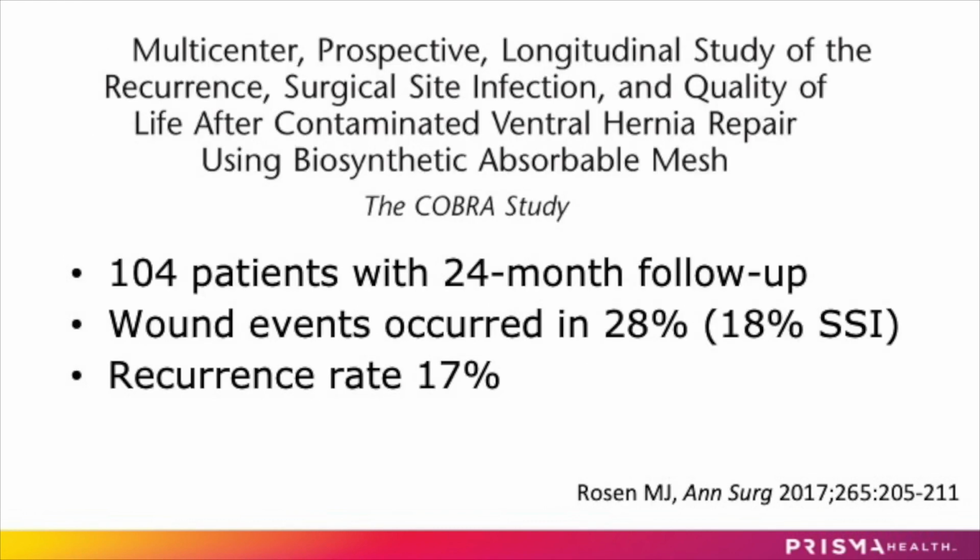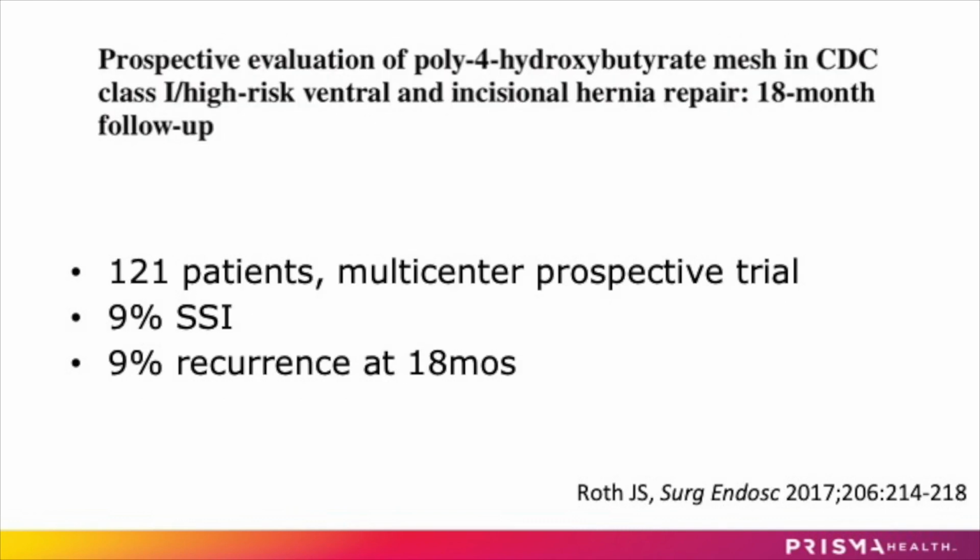The newer class of absorbable synthetic meshes have shown some promise as well. The COBRA trial was a prospective multicenter study evaluating outcomes using a polyglycolide and trimethylcarbonate copolymer. With 24-month follow-up, wound events occurred in 28% of patients, with a recurrence rate of 17%. The more recently introduced poly-4-hydroxybutyrate mesh has shown some promise as well. This study of 120 patients in a multicenter prospective trial demonstrated a 9% rate of SSI and 9% hernia recurrence rate at 18 months. It should be noted that the absorption profile of this mesh is actually 18 months, so longer-term data is needed to assess the true hernia recurrence rate.